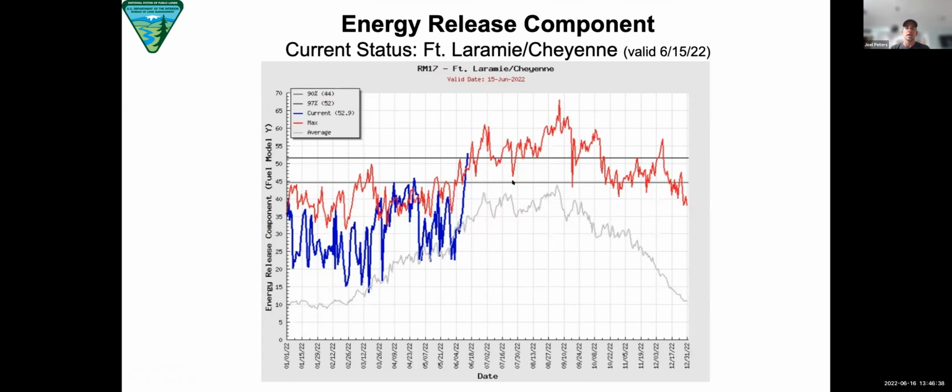Which is indicative this time of year of getting out of some of the green up stage and losing that green up portion, and then those fuels become part of the available fuels for the ERC calculation, and those values will tend to climb. Next slide, please.